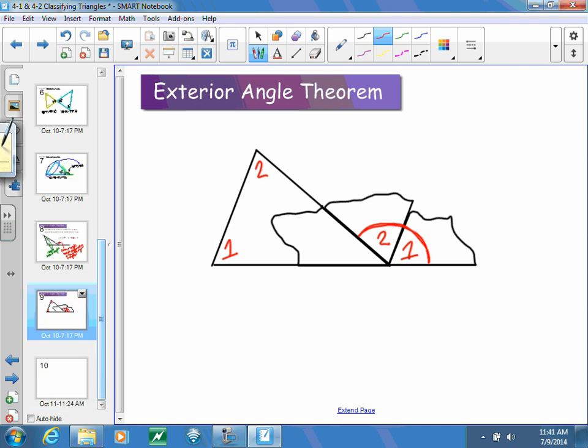So there we have reviewed how to classify triangles, and then we talked about the angle sum theorem as well as the exterior angle theorem. Any questions, make sure you let me know.